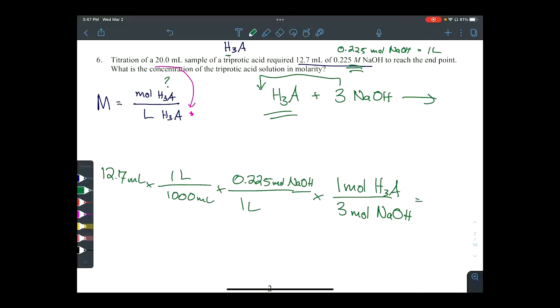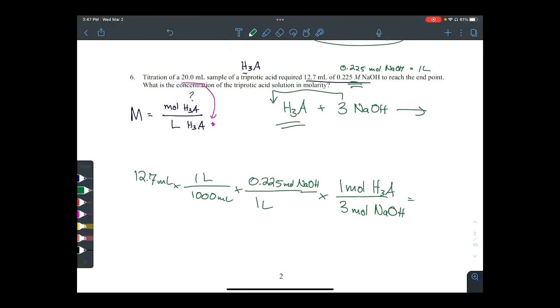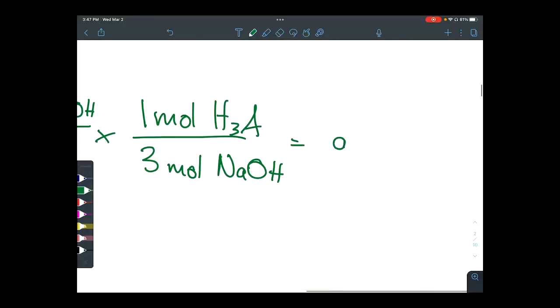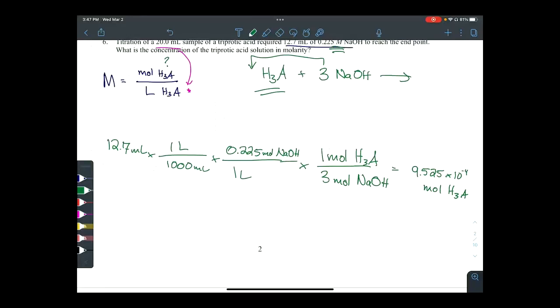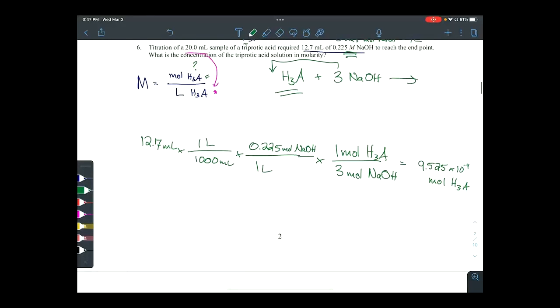And so you get that number, and you have how many moles of acid were in that container. There we go, times 0.225, divided by 3. Oh my gosh, I'm too fast. This calculator is too slow. Okay, and so what I get is 9.525 times 10 to the negative 4 moles of H3A. Is that my answer? No, that is our numerator. So now to be complete, we just divide this number we just got by 0.0200 liters.